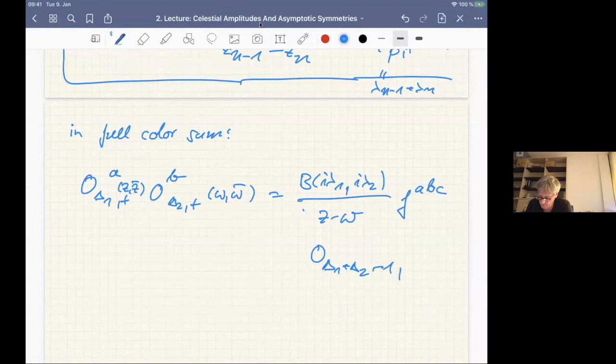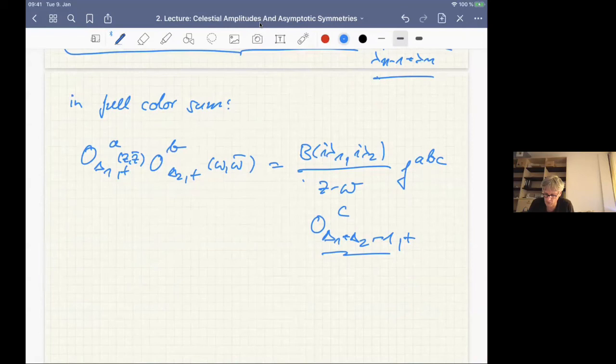So note that this delta one plus delta two gives exactly the sum of lambdas under consideration, and that is C_p. So this is the final result for the OPE.